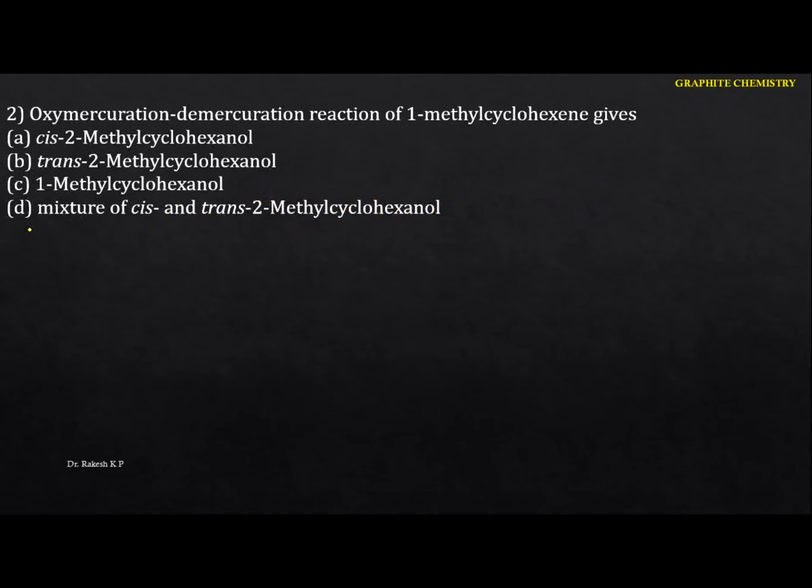Oxymercuration-demercuration reacts with 1-methylcyclohexene to give what? Let me take the reaction here. This is cyclohexene, and this is 1-methylcyclohexene. Now we go with oxymercuration and demercuration.